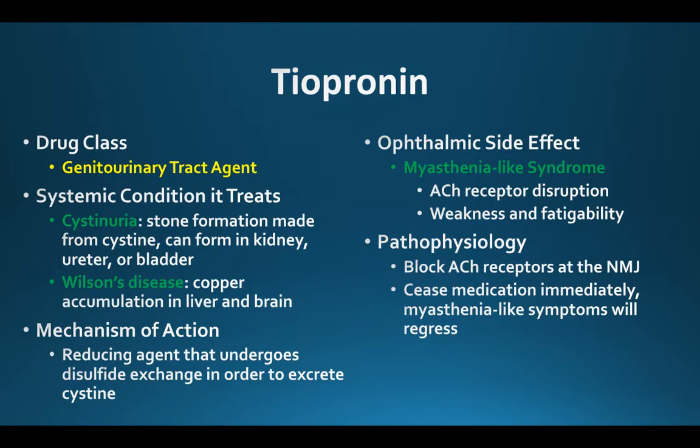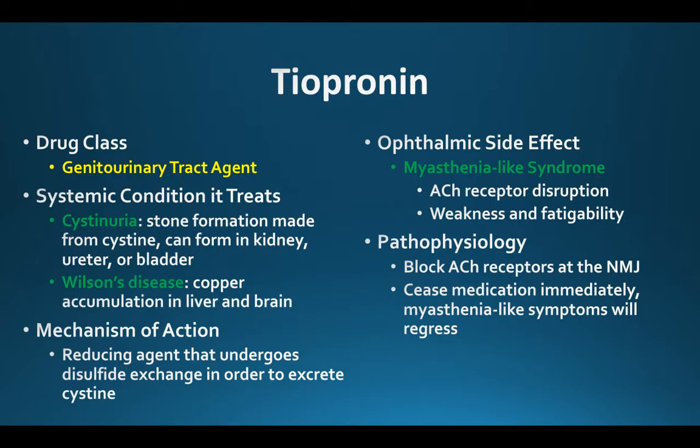Tiopronin is the next drug on our list. It falls into the drug class of genitourinary tract agents. It can be used to treat a few different conditions: cystinuria, Wilson's disease, and in rare cases, rheumatoid arthritis. It is primarily used to treat cystinuria. This is when there's a stone formation made from the amino acid cysteine when it cannot be excreted from the body. The stones can form within the kidney, the ureter, and the bladder.